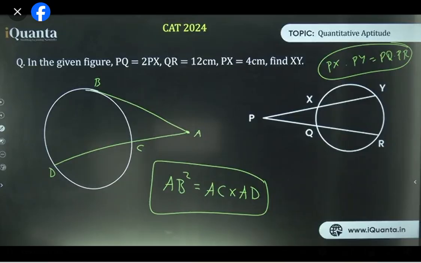Tangent secant theorem. Shubhangi, there's nothing to explain. Just note down this property and put in the values. I can of course derive it if you want, but I don't think it's required. You can do it by similarity of triangles. Join X and Q, Y and R. You'll get similar triangles, and then you can multiply them and get the value.